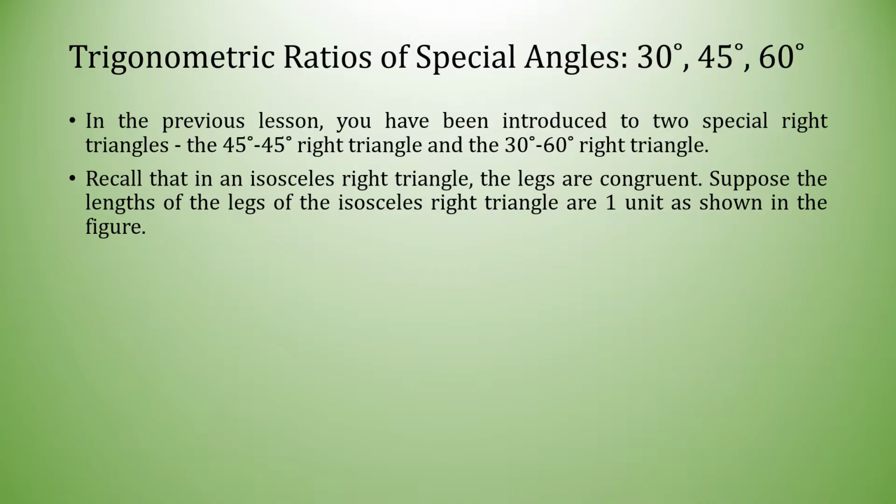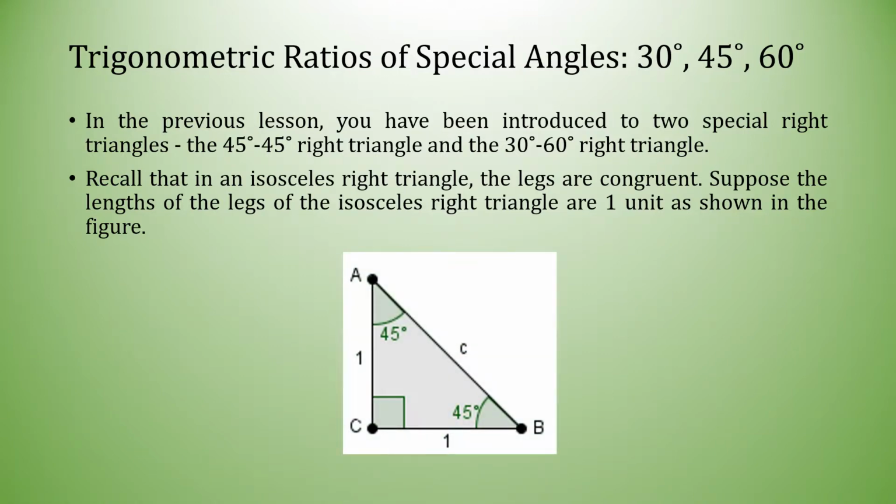Recall that in an isosceles right triangle, the legs are congruent. Suppose the lengths of the legs of the isosceles right triangle are 1 unit as shown in the figure. In the figure, we can see right triangle ACB with legs AC and CB equal to 1 unit and the hypotenuse AB, which is c. In order for us to find the trigonometric ratios of angle 45 degrees, we must first find the value of the hypotenuse c.